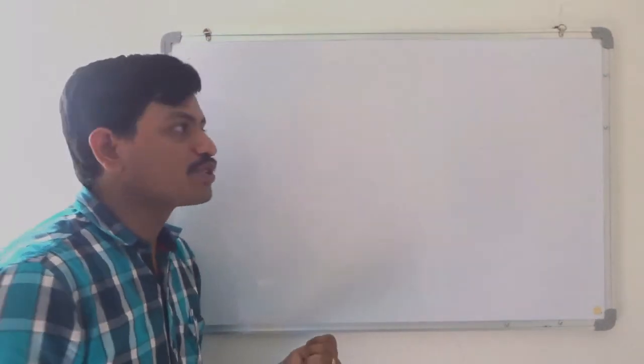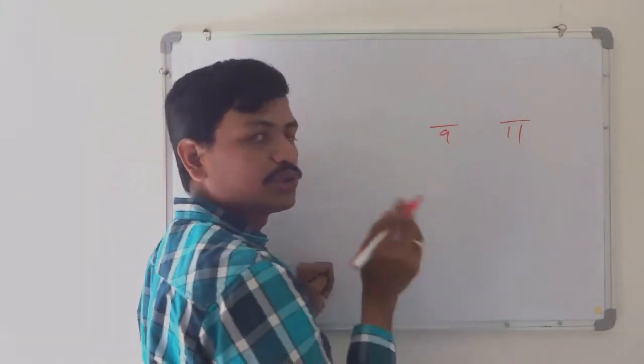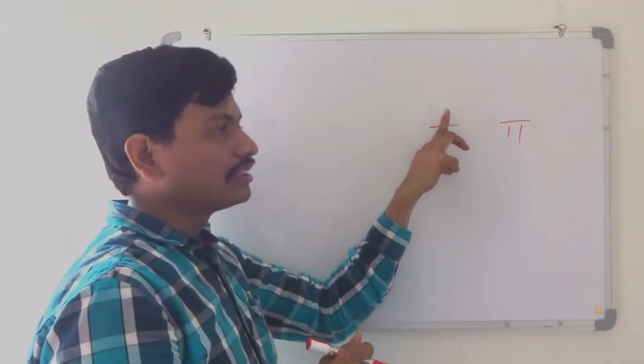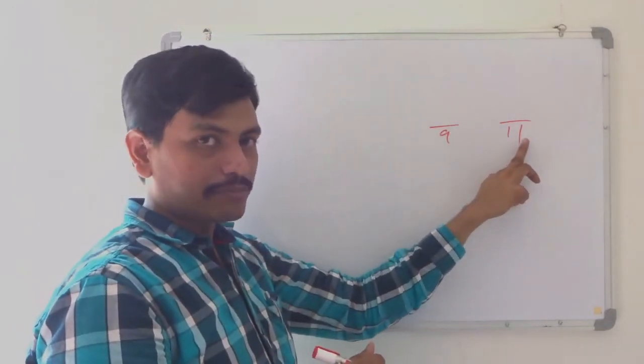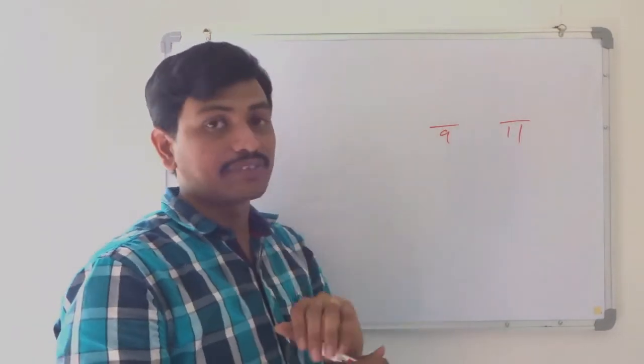Now we have tips to divide by 9 and divide by 11. Two similar tips. If you want to divide by 9, multiply the remainder by 11. If you want to divide by 11, multiply the remainder by 9, reverse.